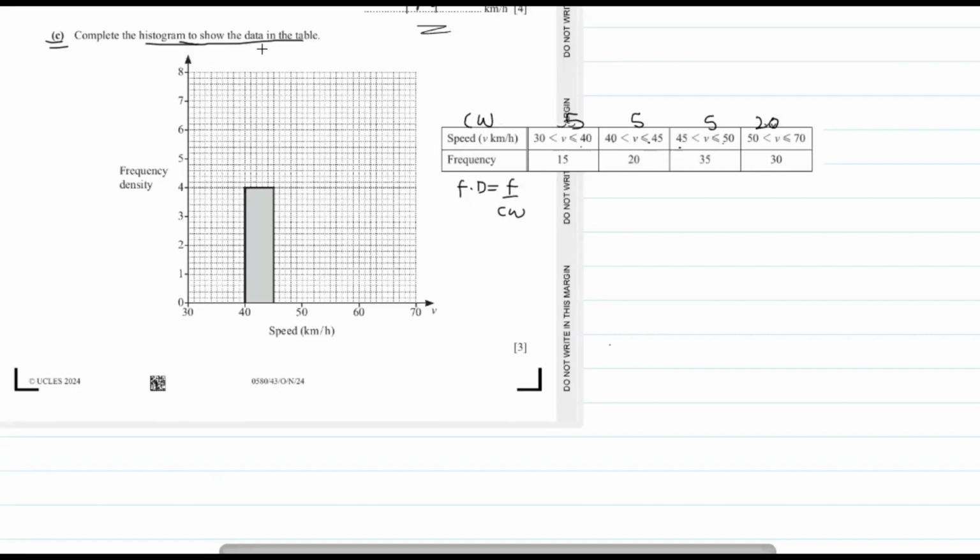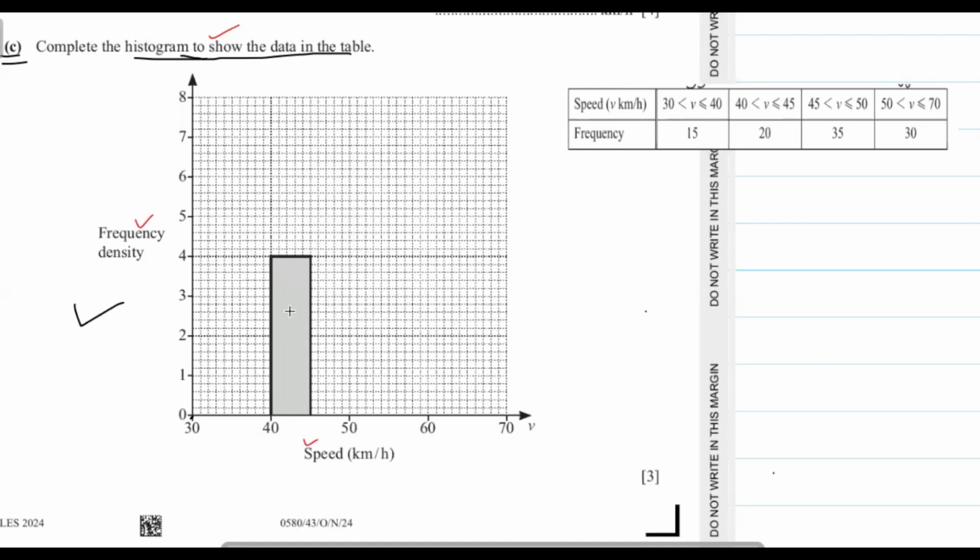Part C, complete the histogram, show the data in the table. Look here, this is the table and we have to complete the histogram. A histogram is a bar chart between the class interval and the frequency density. Here one bar is given in this histogram chart. To draw the histogram, firstly we will calculate the frequency density against each interval, and the frequency density is equal to frequency divided by class width.